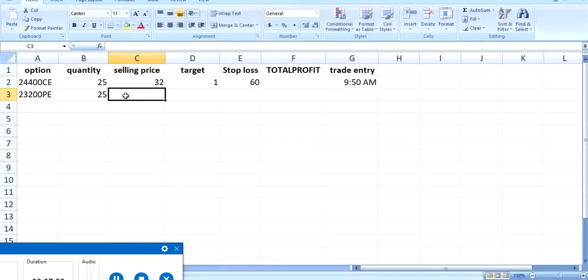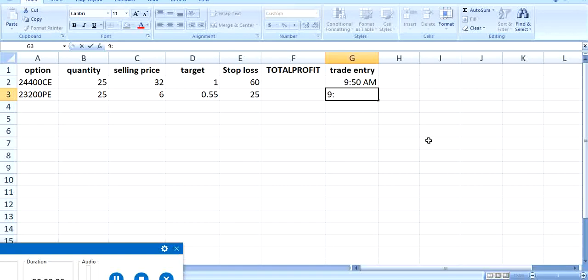23,200 put. We will be selling one lot with price, it is trading with 5.95, so we will place our order with 6, and our target will be 0.55 with a stop loss of 25, and we are entering in the trade at 9:56 am. So we have placed a limit order at 6.